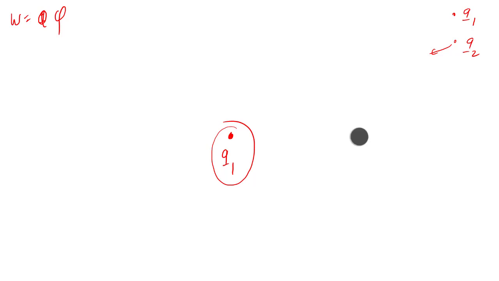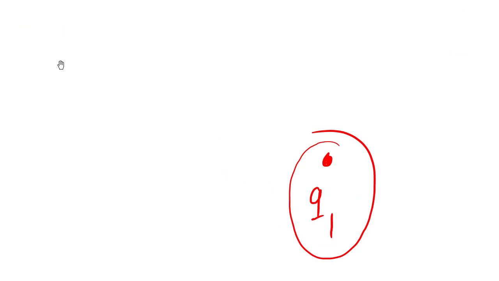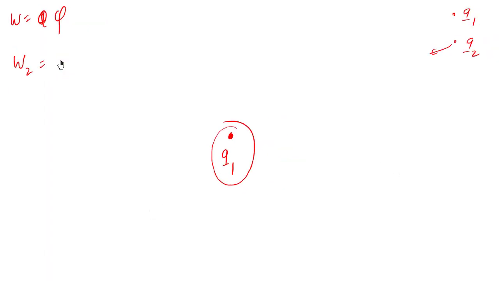So the work done in bringing the second charge would be Q2 times phi from the first charge, which is KQ1 by R, where R is the distance between charge 1 and charge 2. So that would be the work done for Q2. So suppose you brought Q2 here and put Q2 here. This is R12.